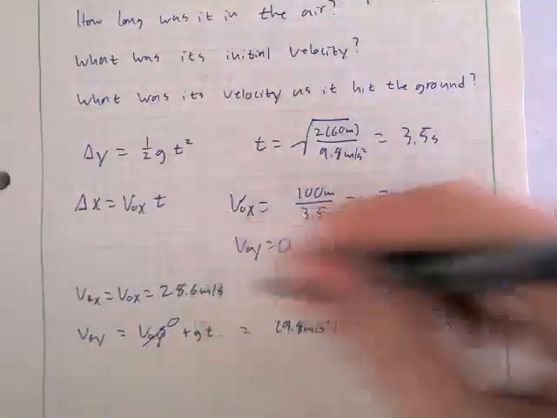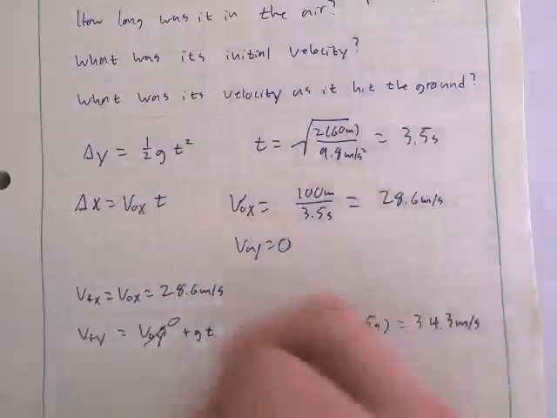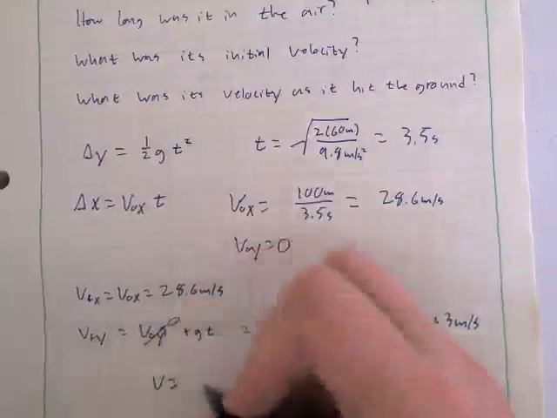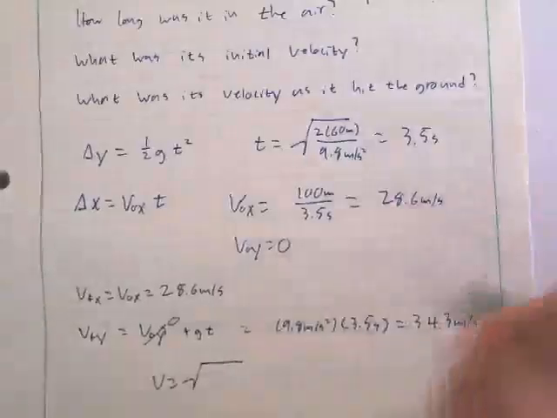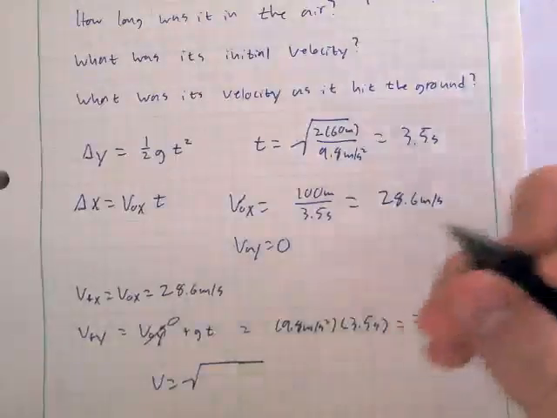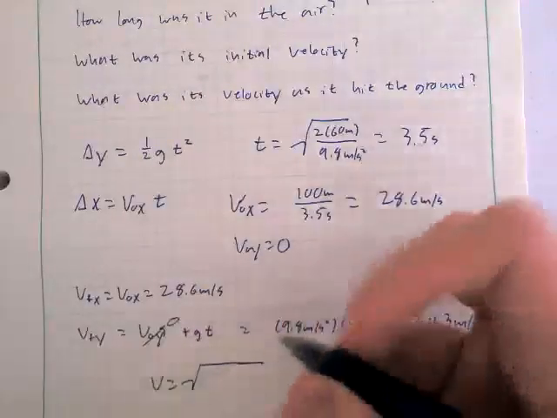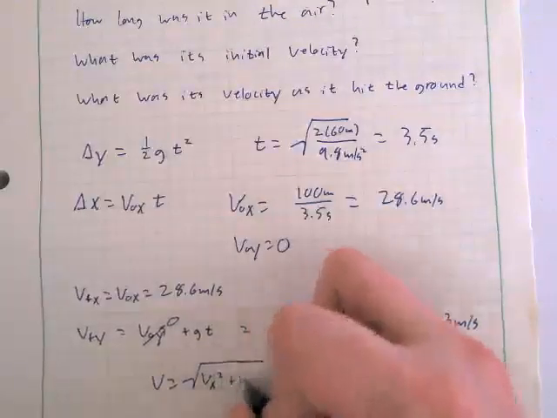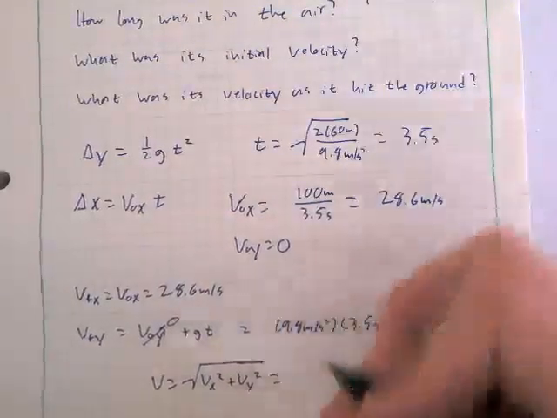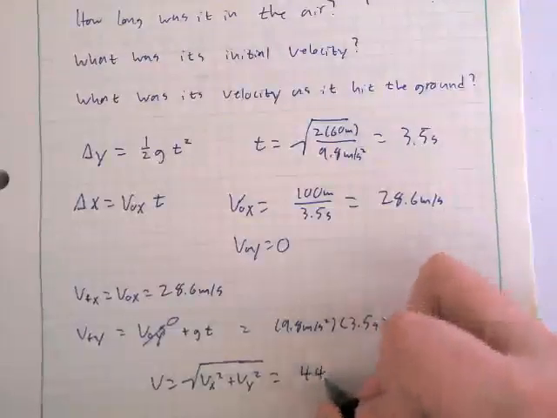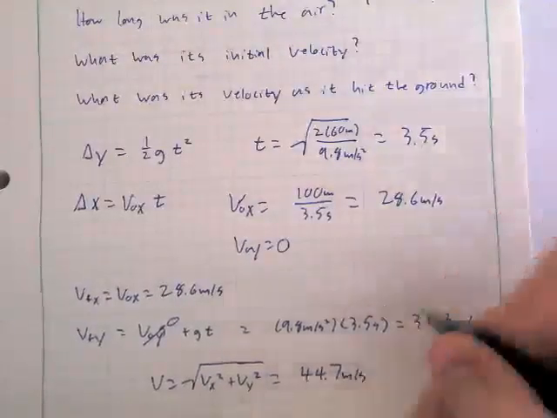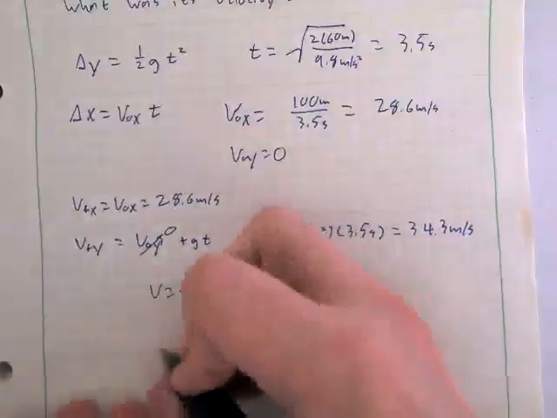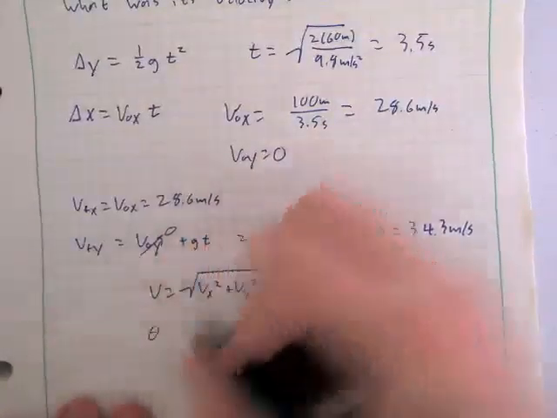We have 28.6, we have 34.3. We can go ahead and do our practice here. Our speed that we're going to hit with, we take the Pythagorean theorem to figure out what our overall speed is that this ball hits the ground with. We have vx squared plus vy squared, and we should get about 44.7 meters per second.